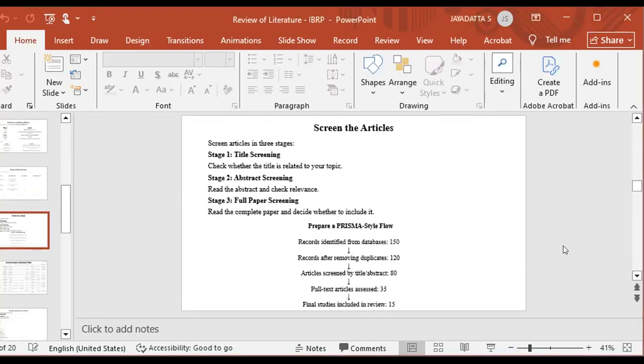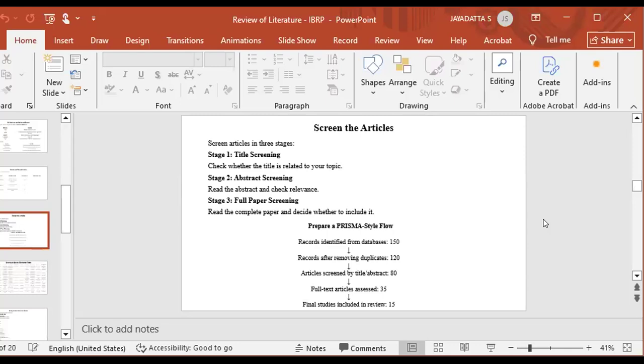So how do you screen the articles? Very, very important. Screening articles can be done in 3 stages, because not all the articles available online will meet your requirement. The 3 important stages are as follows. Stage 1 is title screening: check whether the title is related to the topic of the study you have chosen and matches what you need to understand. This is stage 1.